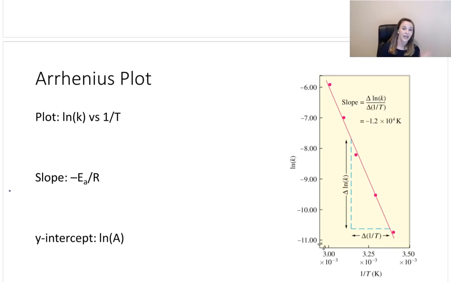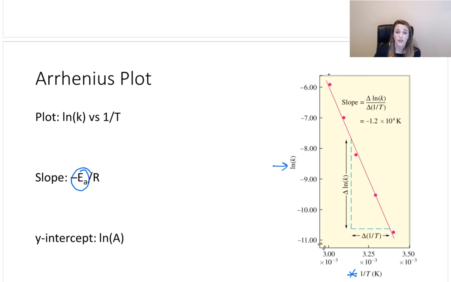Remember before how I told you that without K you can't publish, and you actually can't publish without your activation energy. That is the thing you absolutely need in order to publish something on kinetics. So how do you get that? Well, you take your natural log of your K and plot that on your y-axis. Then you take the inverse of your temperature and put that on your x-axis.